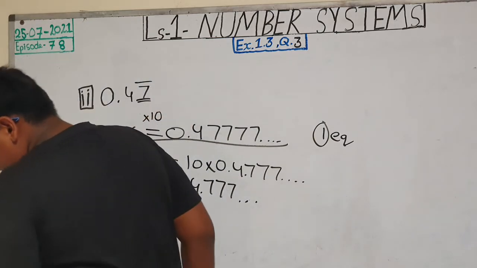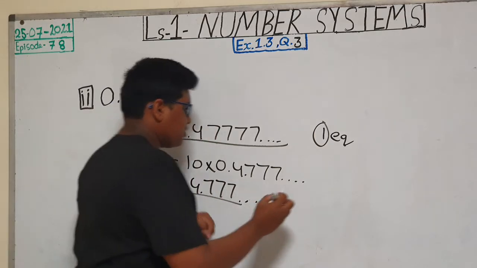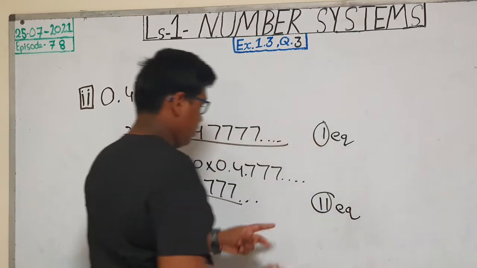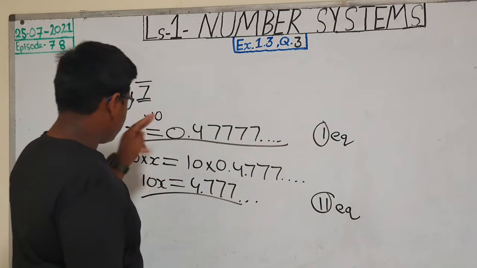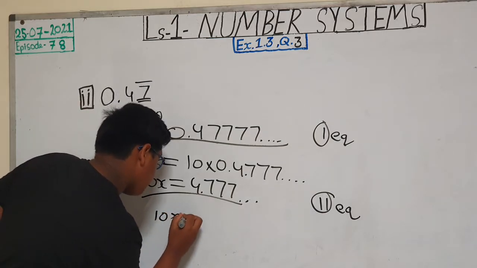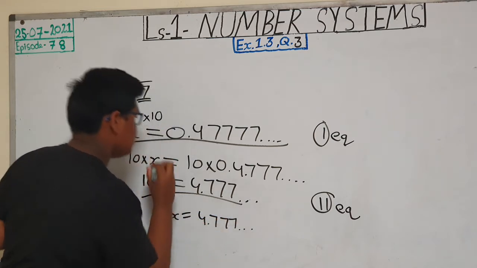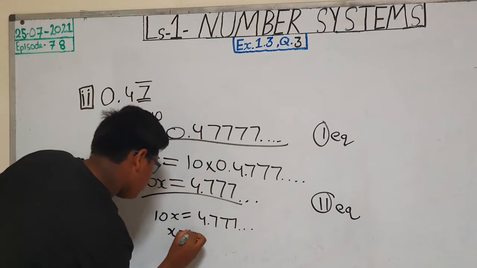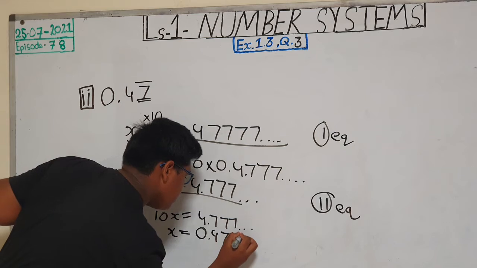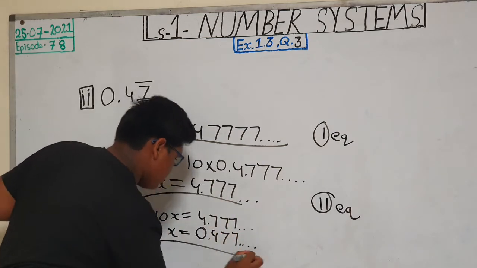Then after that we are going to subtract. Now this will become our equation 2. Now this is our second equation, and then we will subtract both of them. So first write 10x is equal to 4.777 continuous, and then we will write x is equal to 0.477 and continuous.